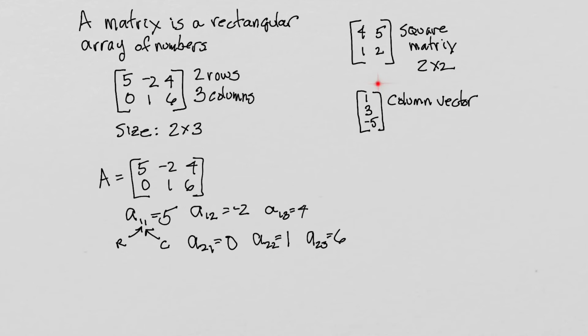Now here's a matrix. This has 3 rows and 1 column. And because it has only 1 column, we're going to call this a vector. So a matrix with just 1 column is called a vector. This is a column vector. And in this case, this is a 3 by 1. And then we could write it this way, 1, 3, -5. If we wrote this, this is a row vector. And the size of this is 1 row by 3 columns.